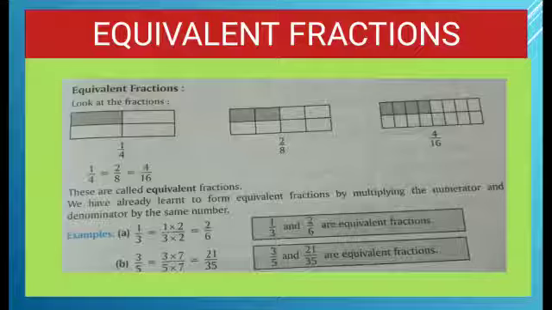Another example: 3 upon 5. If we multiply both 3 and 5 by 7, we get 21 upon 35. 3 upon 5 and 21 upon 35 are equivalent fractions.